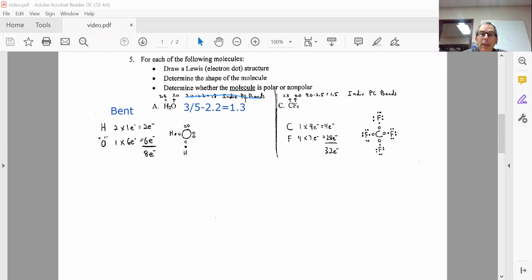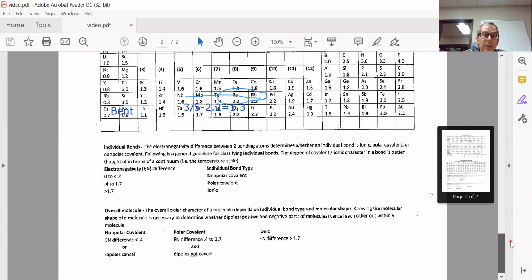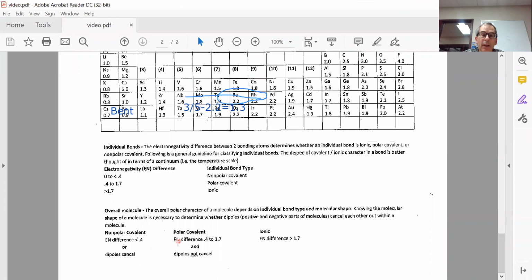Okay. Now we said it was polar covalent. Is it still polar covalent? Yes. So the individual bonds are still polar covalent because, let's take a look here, is my electronegativity difference here. To be polar covalent, the individual bonds have to be between 0.4 and 1.7. So polar covalent individual bonds are between 0.4 and 1.7. 0.8 was in between there, but 1.3 is in between there as well. So I'm going to say that the electronegativity difference is this right here.